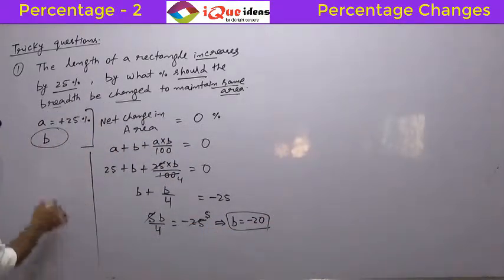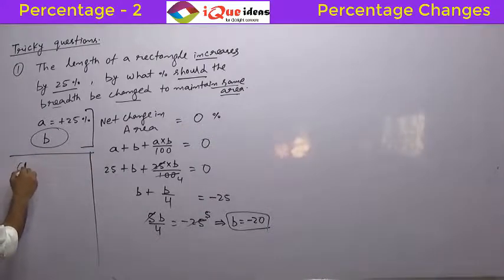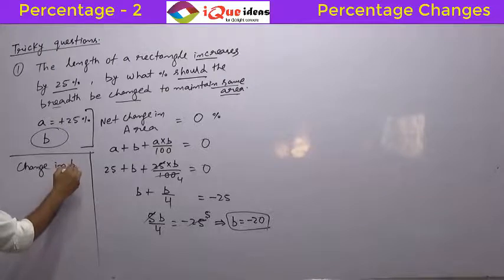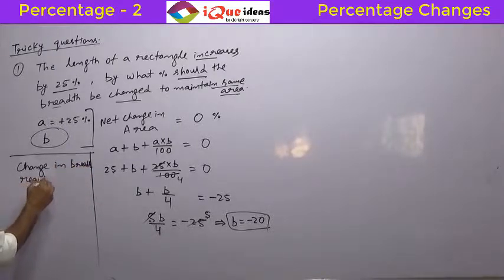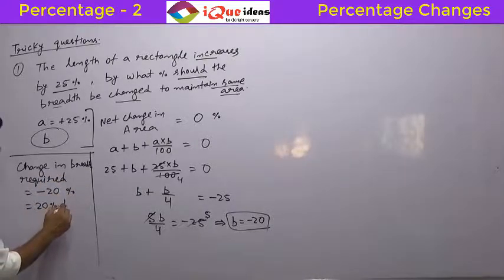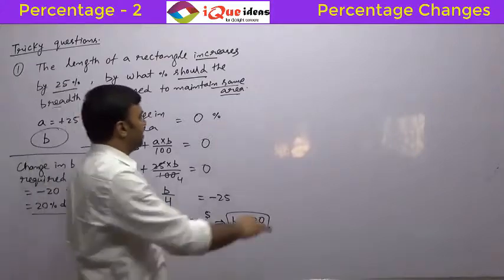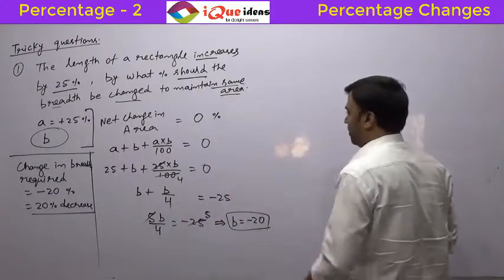So, what does it mean? Change in breadth required is equal to minus 20%. And how do we say? It is 20% decrease in breadth that is required. Alright. So this was a good question. Just understand that. Now let's look at another method of this.